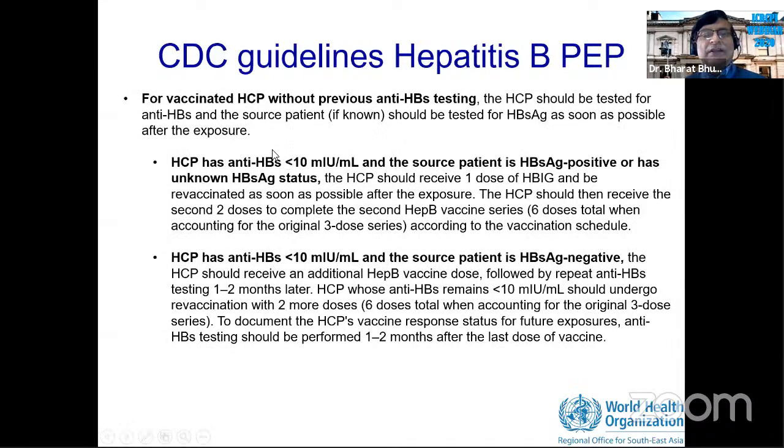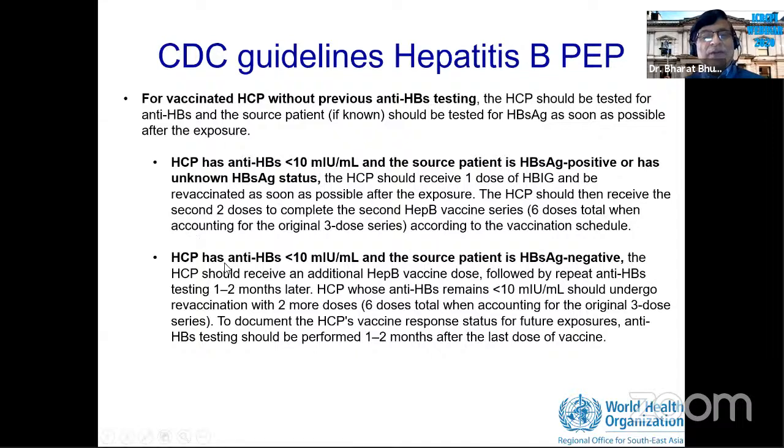Similarly, those healthcare providers who have been vaccinated, but we don't know their titer, they should be tested. Both the healthcare provider and the source should be tested. If the healthcare provider has less than 10 international unit of titer and the source is antigen positive, they should get immunoglobulin 1 dose and then a repeated second dose after 1 month.